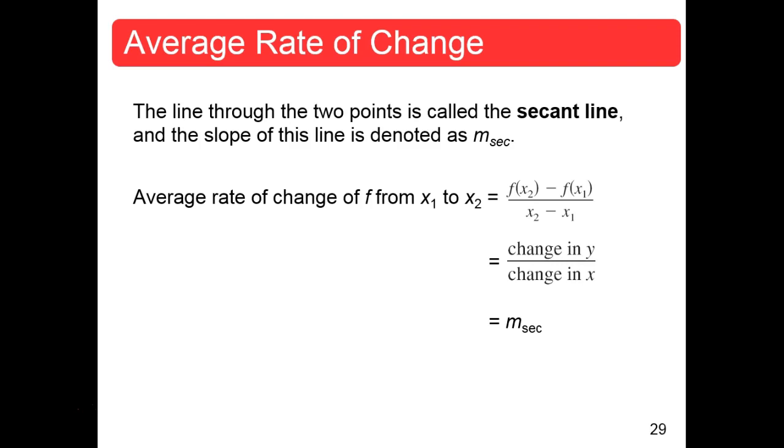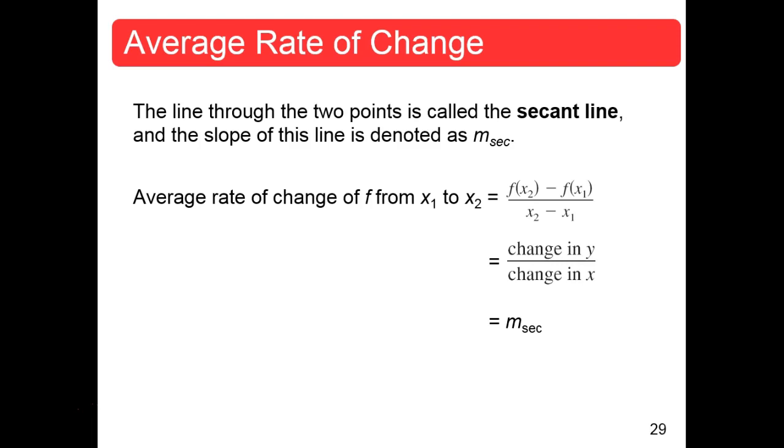Okay. The average rate of change from x1 to x2 would then be the slope of that, which is y2 minus y1, which is f of x2 minus f of x1 divided by x2 minus x1, which is exactly what our average rate of change was, which our difference quotient was in the last section. Change of y over change of x, that's the slope of your secant line. Make sense?